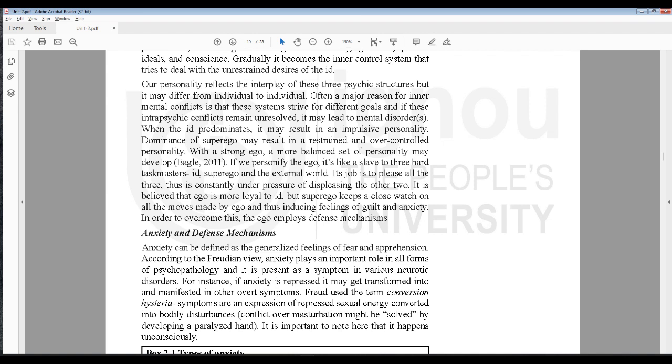Anxiety and defense mechanisms. Anxiety can be defined as the generalized feelings of fear and apprehension. According to the Freudian view, anxiety plays an important role in all forms of psychopathology and it is present as a symptom in various neurotic disorders. For instance, if anxiety is repressed, it may get transformed into and manifested in other overt symptoms. Freud used the term conversion hysteria. Symptoms are an expression of repressed sexual energy converted into bodily disturbances. Conflict over masturbation might be solved by developing a paralyzed hand. It is important to note here that it happens unconsciously.